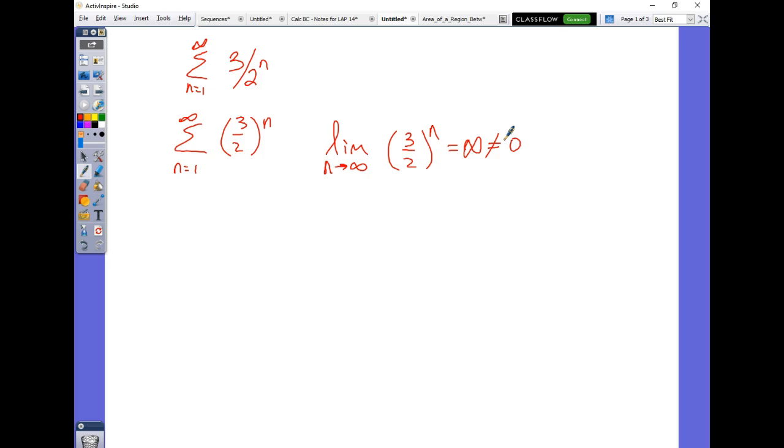I've already said that this diverges by geometric series because r was greater than 1. I could have also said that this diverges because the nth term test does not equal 0. So sometimes there's more than one test that will work. Sometimes there's not more than one test that will work. If I look at the next problem and I look at the limit as n approaches infinity of 3 over 2 to the n, what do we get?